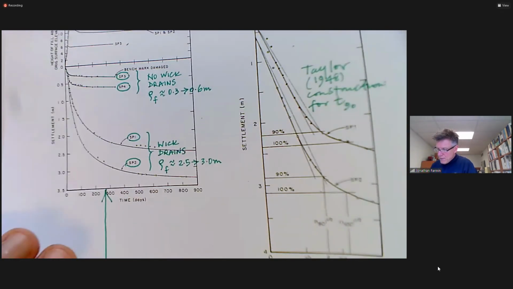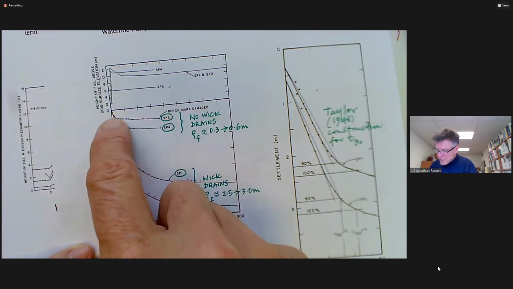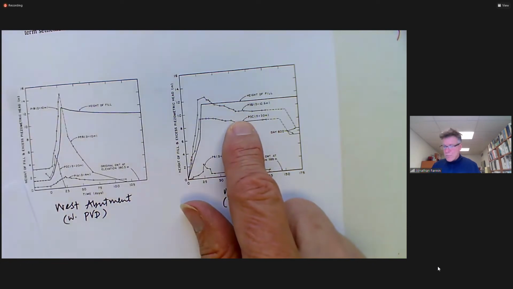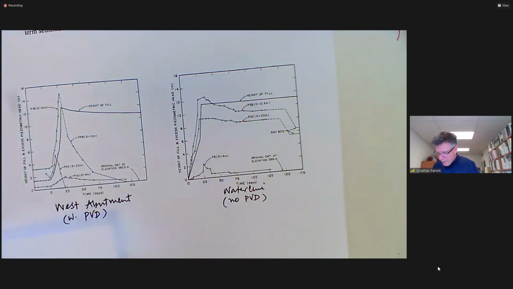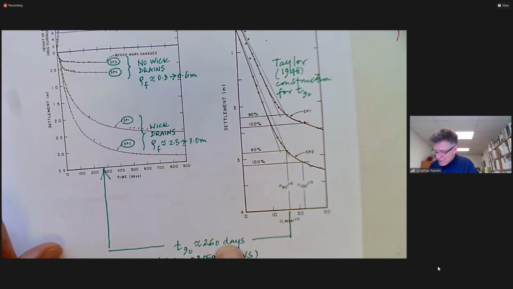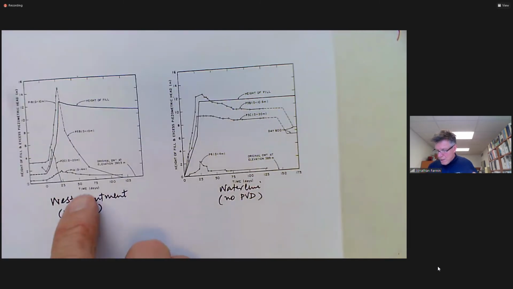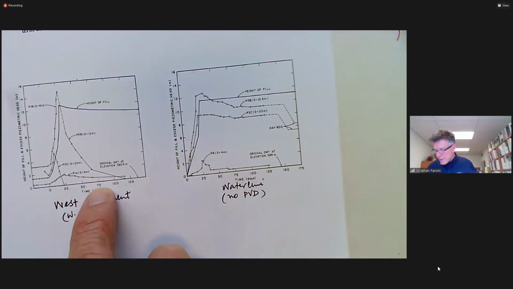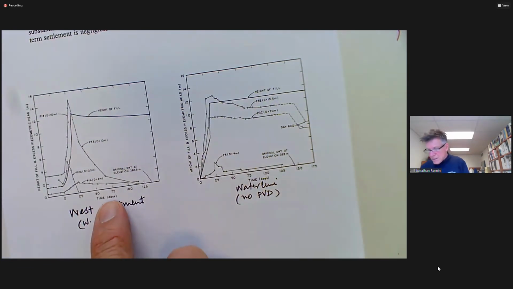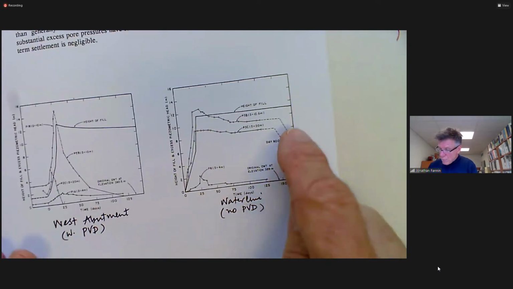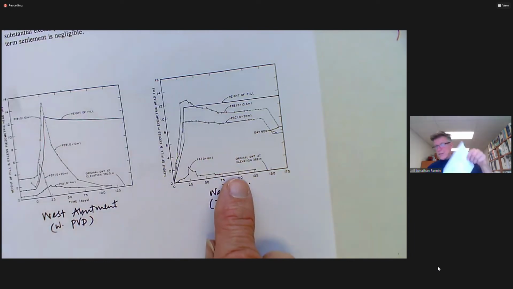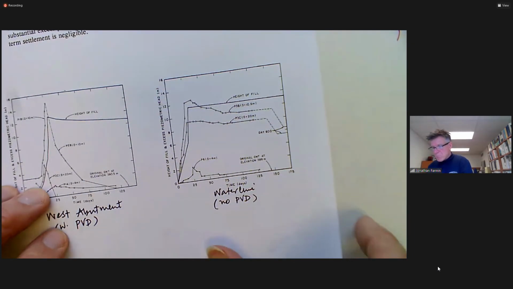How come with no wick drains, the consolidation settlement is over, and yet we've got elevated pore pressures? And how come with the wick drains, we have about 260 days for 90% consolidation, and we've got the pore pressures all gone at about 75 days? And this highlights two things, okay? Thing number one that it highlights is you can complete consolidation without dissipating excess pore pressures.